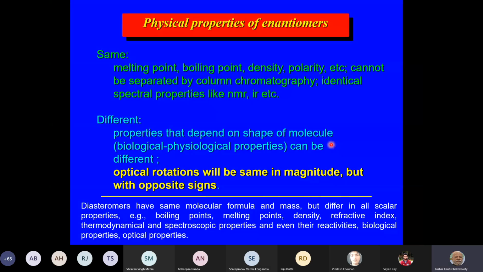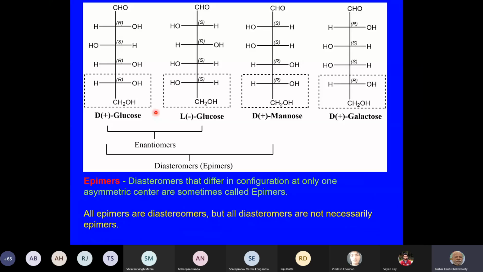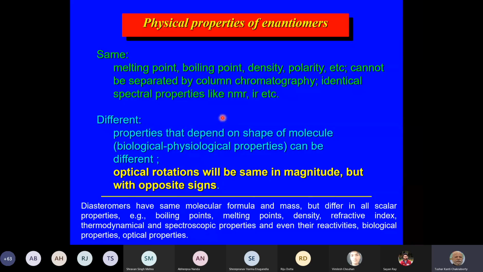Now, enantiomers or diastereomers have properties. So, physical properties of enantiomers. Take two enantiomers, as I have shown before, D-plus-glucose and L-minus-glucose. How will you differentiate between the two? They have the same melting point, they have the same boiling point.